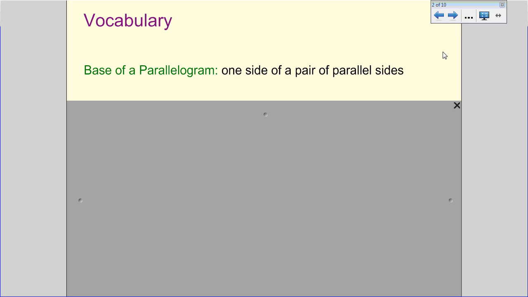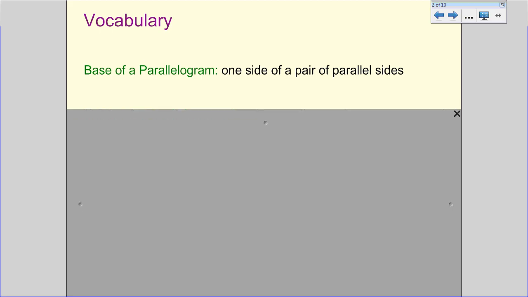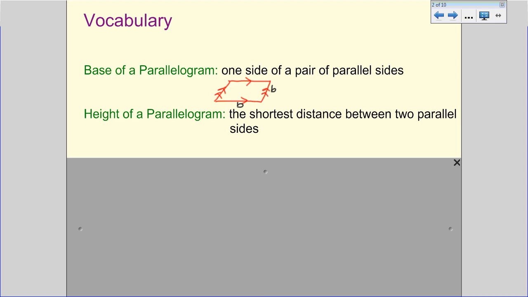So if we think of a parallelogram, these are parallel sides, and then these are parallel sides. All right, so we could call this a base, okay? Or we could call this a base, just depending on where we're at, or what view we have. And so what determines what we use as our base is where the height is put.